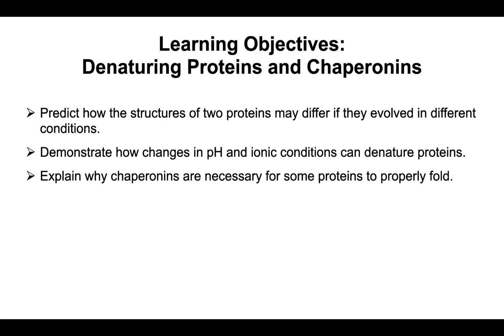So today in this video, we're going to be discussing denaturing proteins and the idea of chaperonins. And the learning objectives are, I want you to predict how the structures of two proteins may differ if they evolved in different conditions. I want you to be able to demonstrate how changes in pH and the ionic conditions that a protein is dissolved in can denature proteins. And I want you to be able to explain why chaperonins are necessary for some proteins to properly fold.